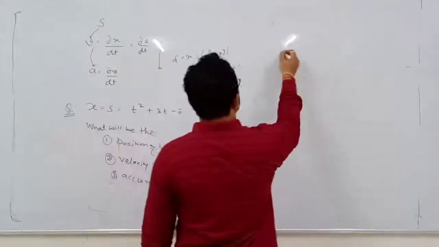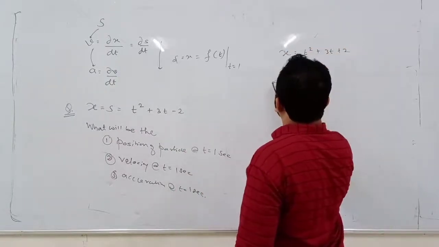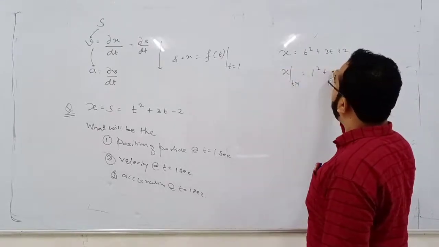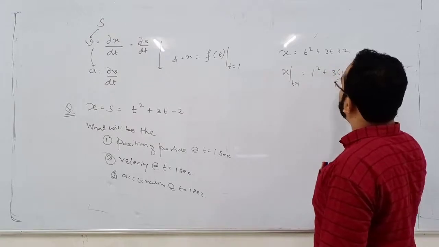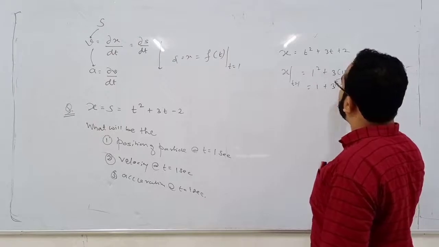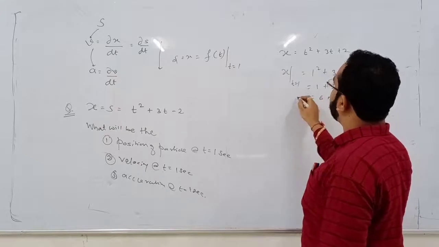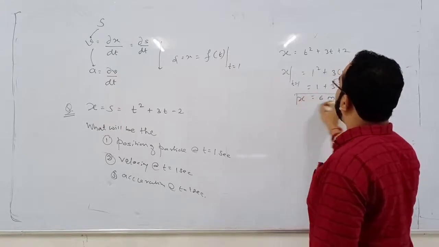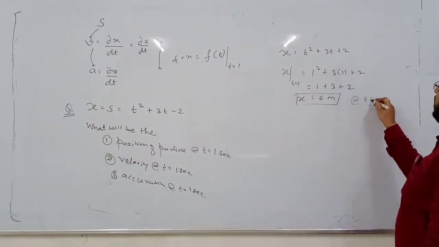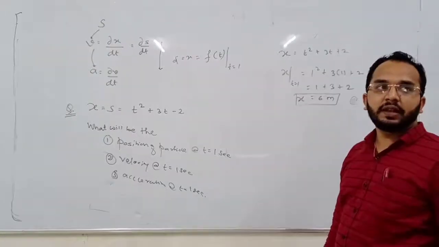Now let's see, x is given: x is t square plus 3t plus 2. So the value of x at t is equal to 1 will be 1 square plus 3 into 1 plus 2. That is 1 plus 3 plus 2, 4 plus 2, 6 meters. So x will be 6 meters at t is equal to 1 second. In 1 second, it has gone 6 meters.